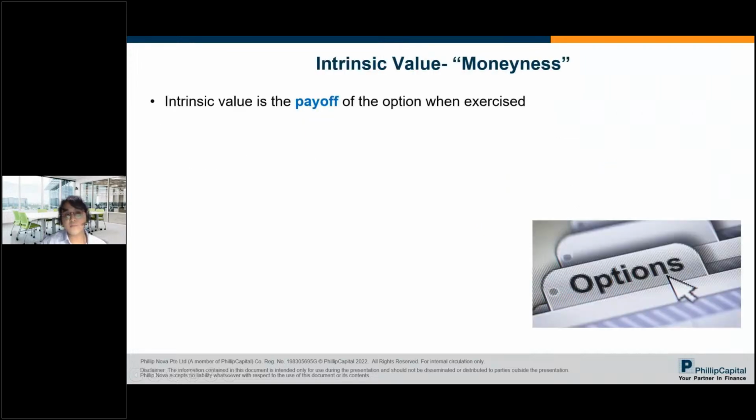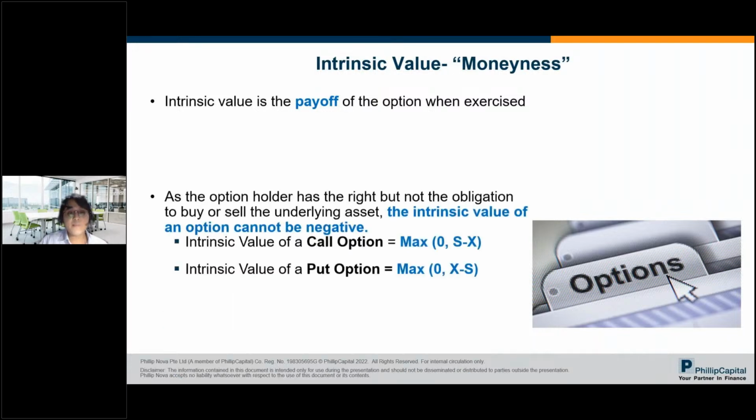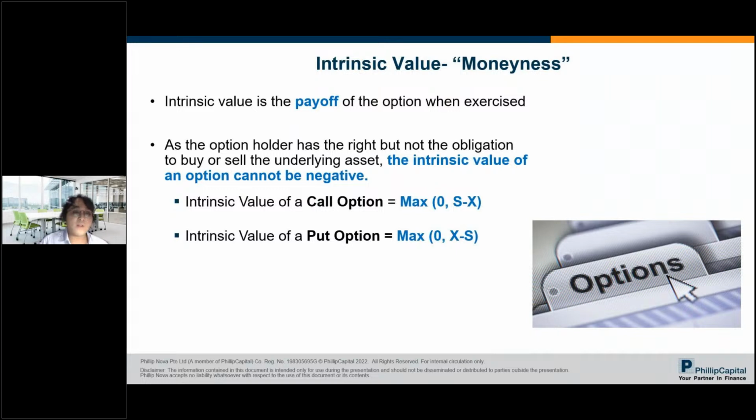Talking about payoffs, and then intrinsic value. Again, the intrinsic value is essentially the payoff of the option when it is exercised. The main thing to take note of is that, as an option holder, you have the right, but not the obligation, to buy or sell the underlying. Therefore, because you can simply not exercise, the intrinsic value cannot be negative. So we have these two formulas over here. The intrinsic value of a call option is the maximum of zero, which means zero is the lowest that the intrinsic value can go, and the highest is essentially the payoff formula which I showed you previously.